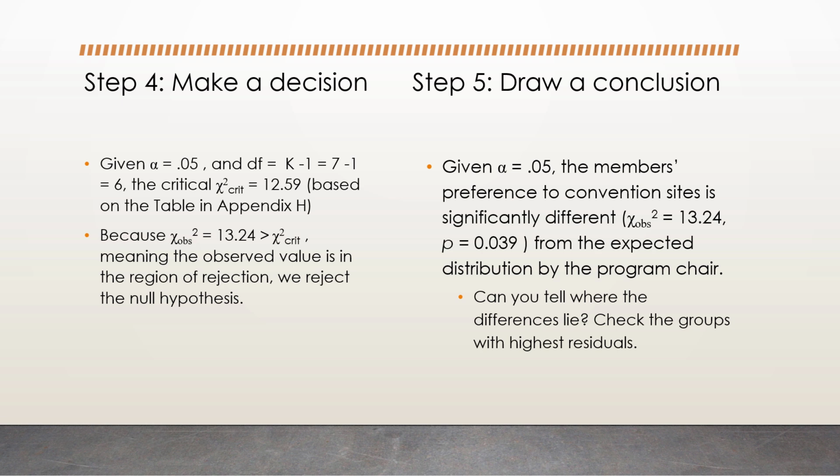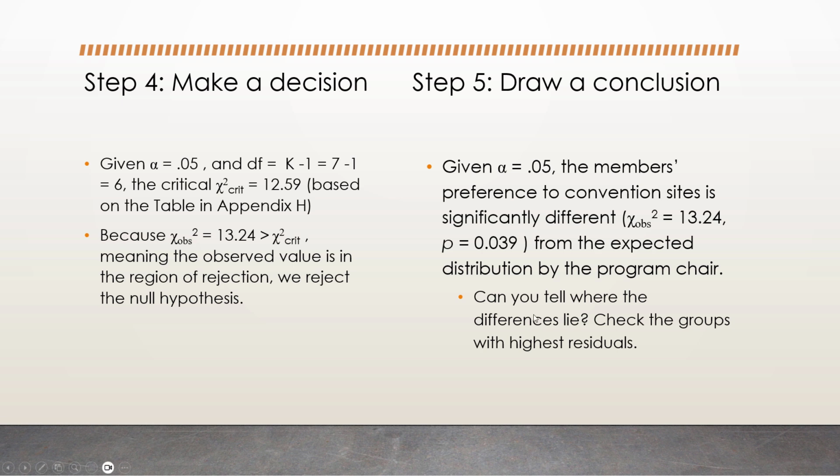the table, either by comparing the p-value 0.039 with the alpha 0.05, or by comparing the observed chi-square test value 13.24 with the critical value 12.59. The null hypothesis is rejected.